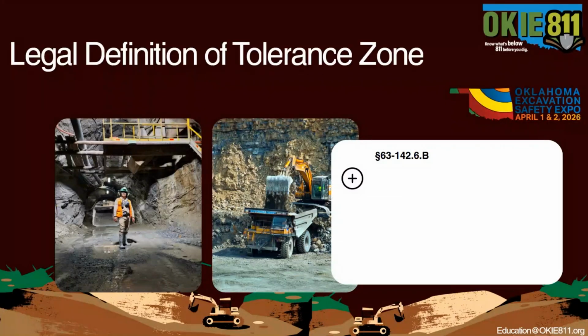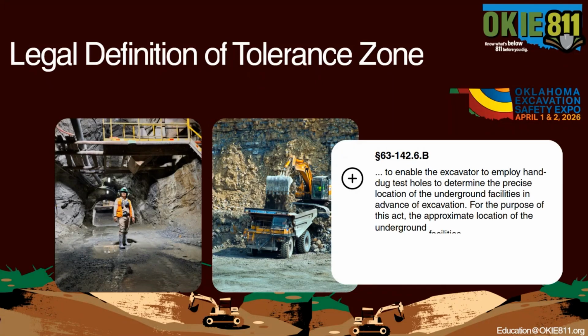So, looking at the legal definition of the tolerance zone, according to the Oklahoma Underground Facilities Damage Prevention Act, it is to enable the excavator to employ hand-dug test holes to determine the precise location of the underground facilities in advance of excavation. For the purpose of this act, the approximate location of the underground facilities shall be defined as a strip of land 2 feet on either side of such underground utility.